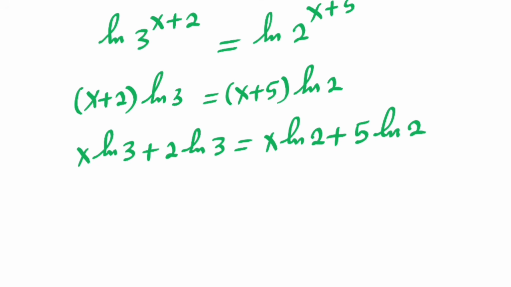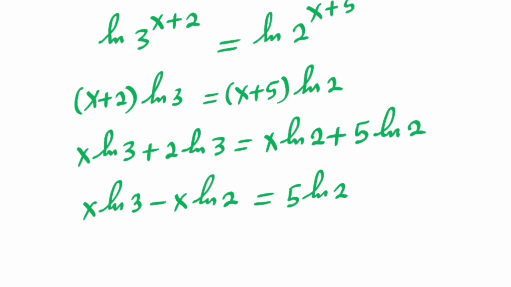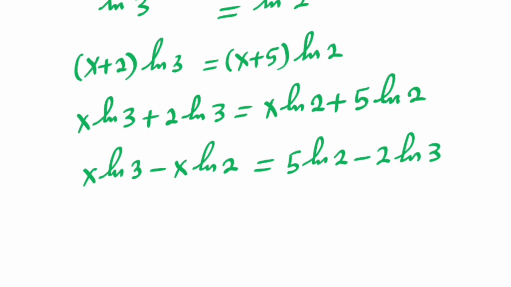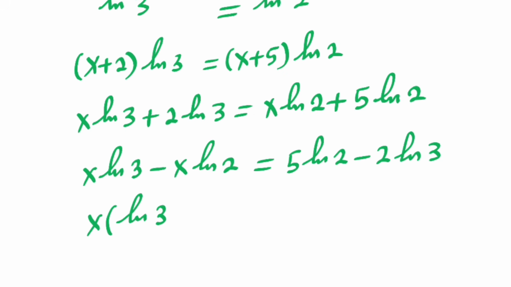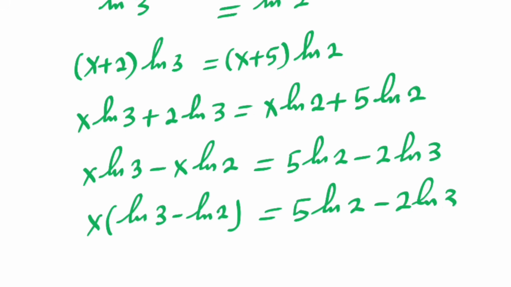Now, let us collect like terms. x ln of 3 minus x ln of 2 is equal to 5 ln of 2 minus 2 ln of 3. x is common here. We have x bracket ln of 3 minus ln of 2 is equal to 5 ln of 2 minus 2 ln of 3.